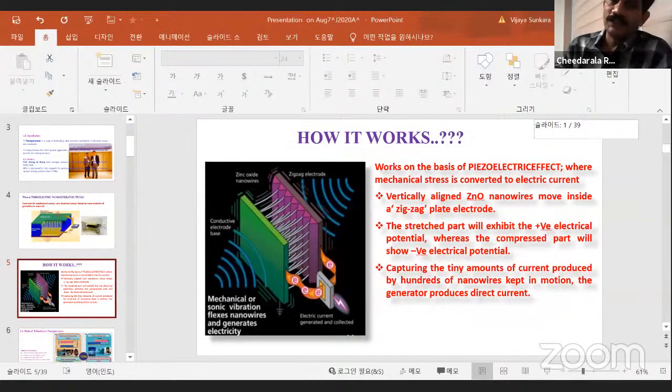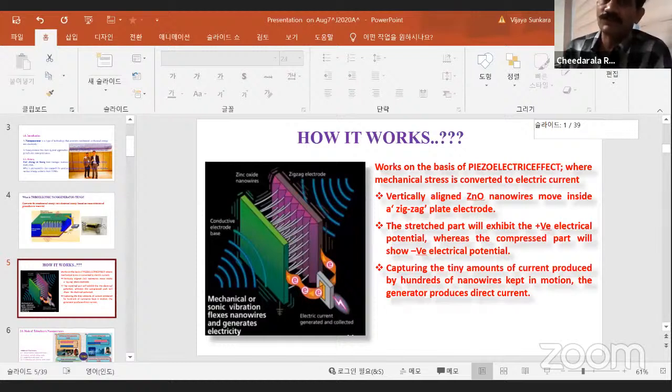How does it work? Actually, the working of the triboelectric or piezoelectric nanogenerators, you can see in this image: the mechanical sonic vibration of flexible nanowires touches the opposite charge. One is an electronegative charge, and the opposite one is the electropositive charge. When they contact each other, the charges are automatically generated. These charges are attached to the copper wire. That copper wire can transmit the energy from the system.